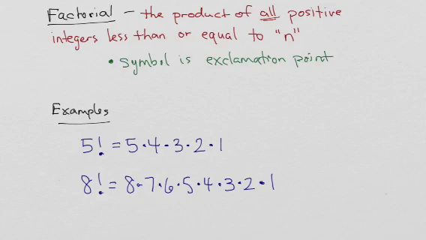So what are factorials? Well, they are the product of all positive integers less than or equal to n, and n is whatever number you start with. And the symbol for a factorial is an exclamation point.